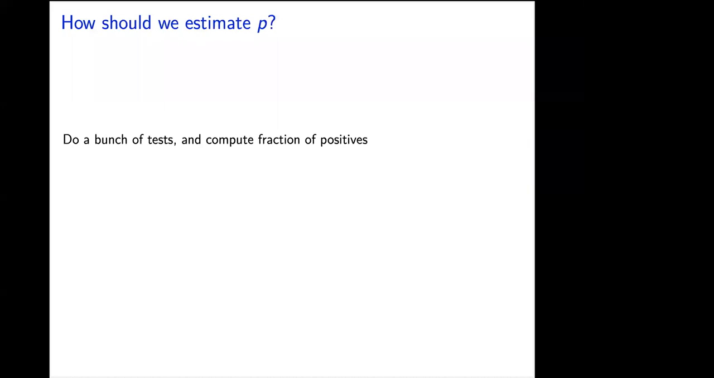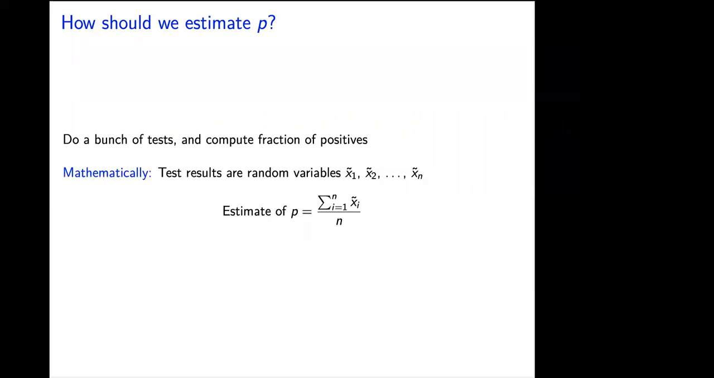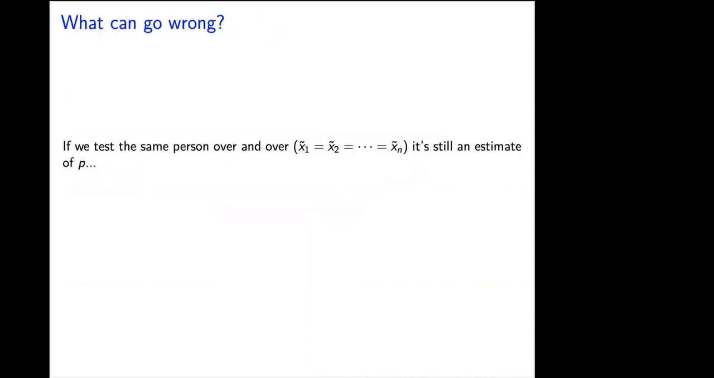So how are we going to actually estimate it? Okay, we're just going to do a bunch of tests, and we're going to find the fraction of positives in it. So our test results are going to be some variables, x1 through xn, where n is the number of tests we're actually conducting. So our estimate of p is going to be the sum of the x's, which means it's the number of x tilde that are equal to 1, divided by the total number of samples n, right?